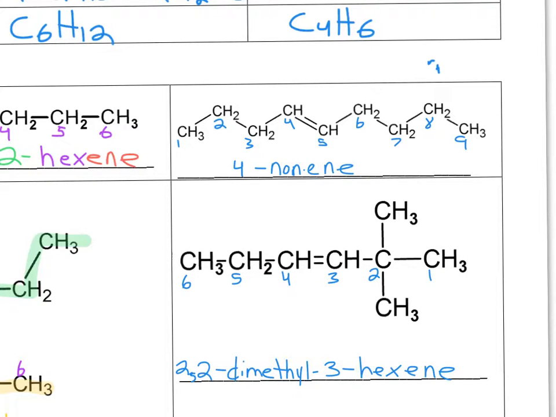2,2-dimethyl-3-hexene. I want you to note that we could have started numbering our carbons with carbon 1 on the left, but then our methyl groups would be on carbon 5. So it's proper to name this one from the right, putting the methyl groups on carbon 4. So when you have these done, flip your page. We're going to talk about how to draw these structures.